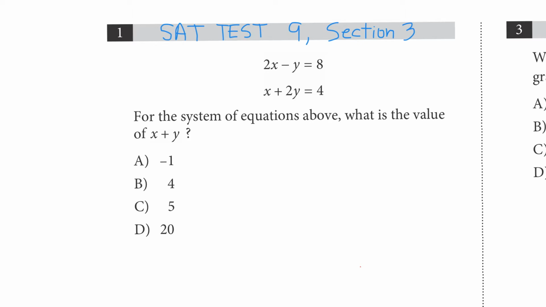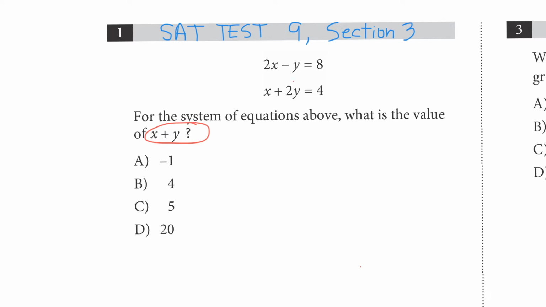So the first problem today says, for the system of equations above, what is the value of x plus y? So here we're looking to find x and y and then add the two answers. Now I'm looking to see if we can add these two and see if something cancels out. If I add 2x plus x, I get 3x. If I add y, 2y, that's not going to cancel out. So I need to eliminate either x's or y's.